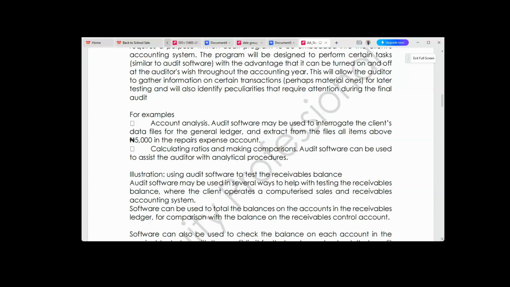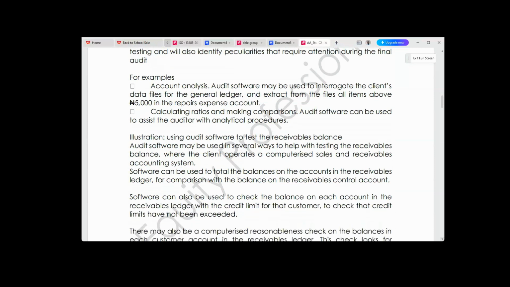When the person finally pays, you transfer the balance out of that receivable control account into the respective ledger account. So that means at the end of the day, your receivable control account should always be zero. If there's any figure there, that means there's no proper reconciliation by the accounts department. That they don't keep proper recording or bookkeeping of that account. That's what it means.